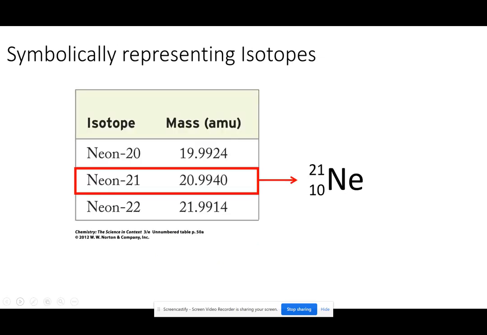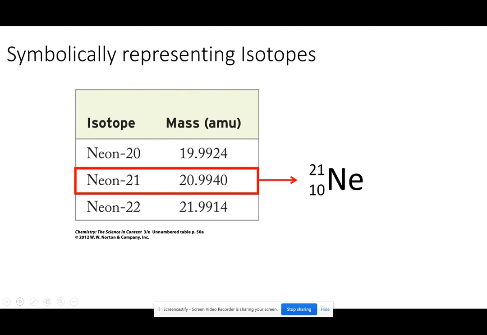And here we see the next isotope of neon symbolically represented. So take just a minute to think about how many neutrons would be in this isotope. We read this as neon 21. For this example, there would be 11 neutrons.